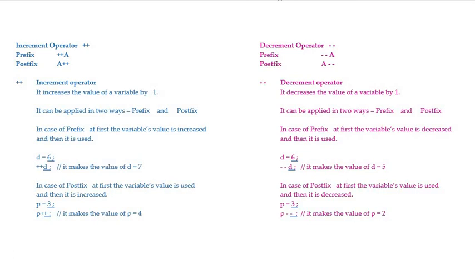And in case of the decrement operator, the variable's value gets reduced by 1. Like if the value of D is 6, then minus minus D will make the value of D as 5. And if the value of P is 3, then P minus minus will make the value of P as 2. The difference between pre and post positioning is that either the variable's value will be first changed and then used, or it will be first used and then it will be changed.